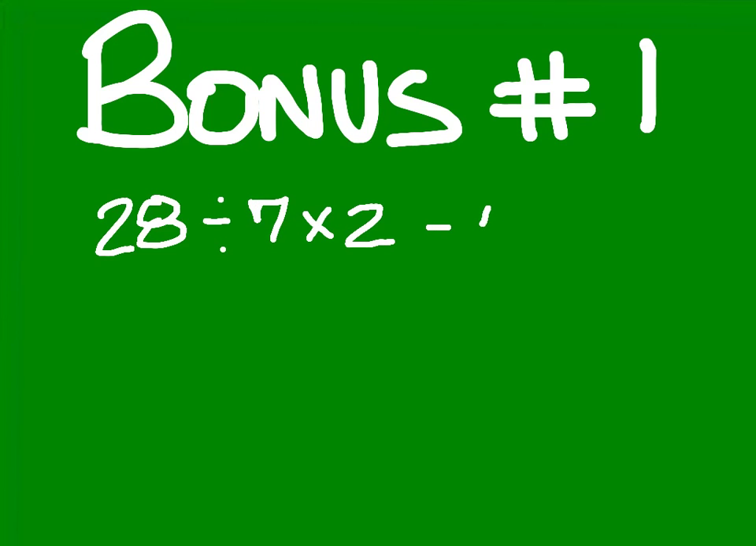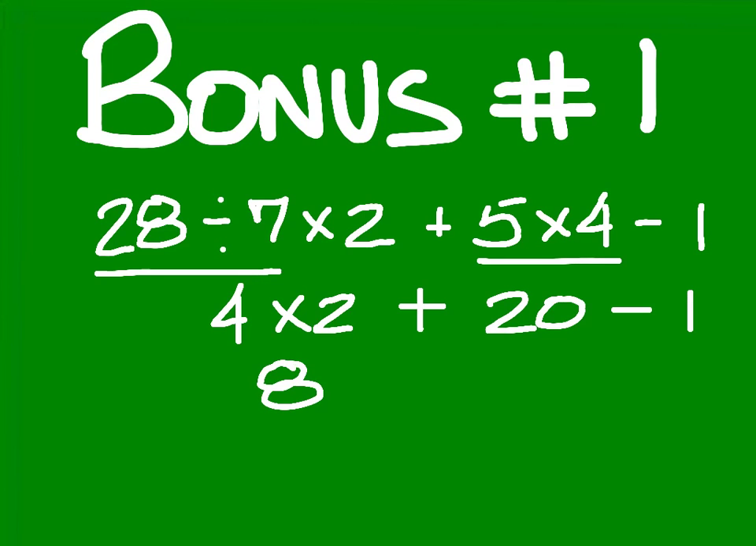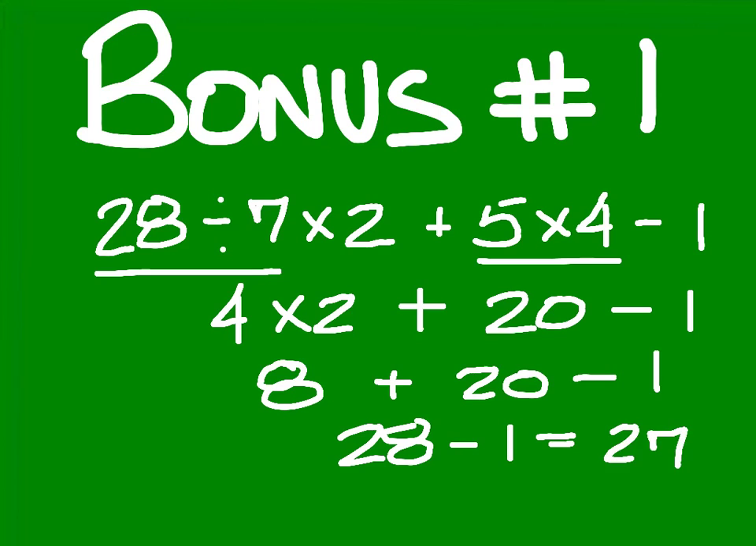A bonus problem while we're waiting on everybody to finish the practice problem. On this bonus, you should have 28 divided by 7, which is 4. And then keep the times 2, but you can do the 5 times 4, which is 20. 4 times 2 is 8, plus 20 is 28. Minus 1, 27 is the answer.